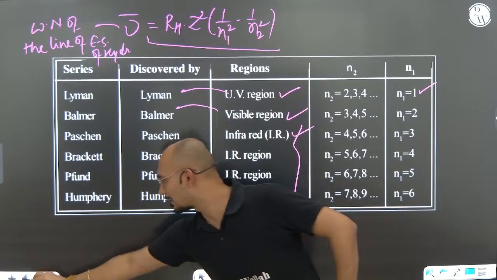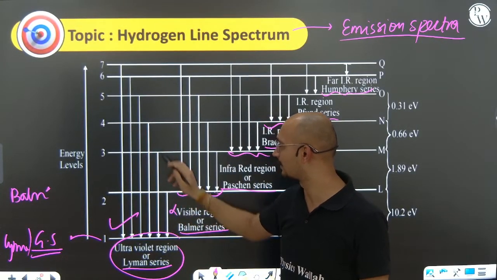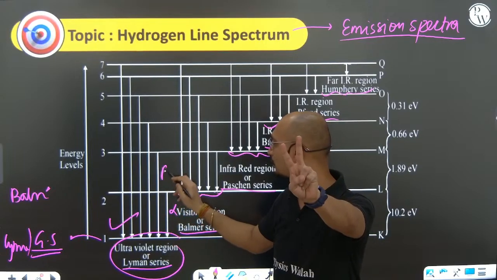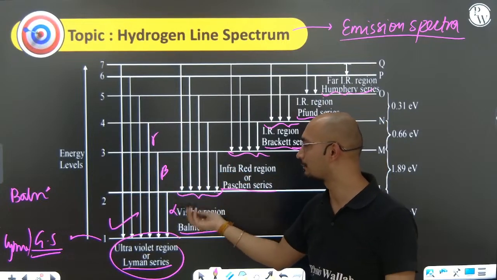And one more thing that I would like to tell you: if it is coming, let's say, from 2 to 1, it will be called alpha. If 3 to 1, the difference is how much? 2. It will be called beta. 4 to 1, how much is the difference? 3. It will be called gamma. Gamma of Lyman, beta of Lyman, alpha of Lyman.